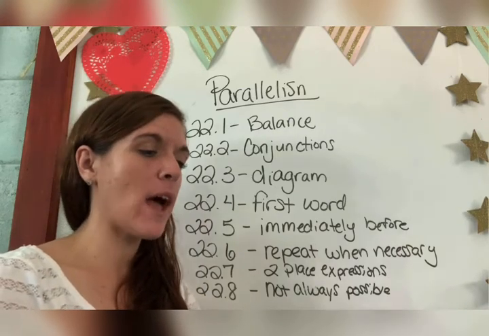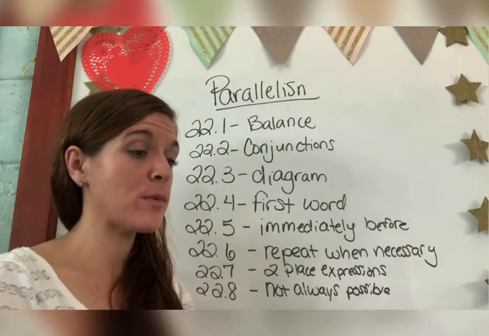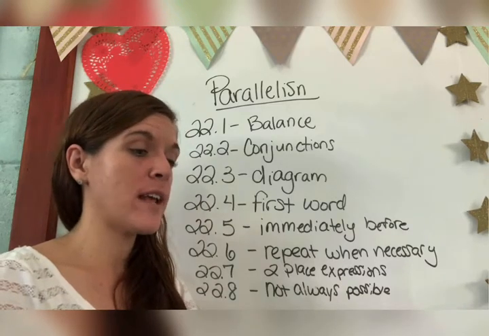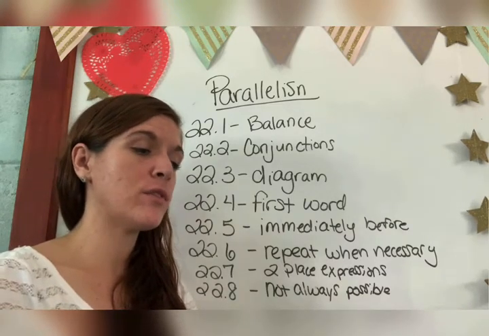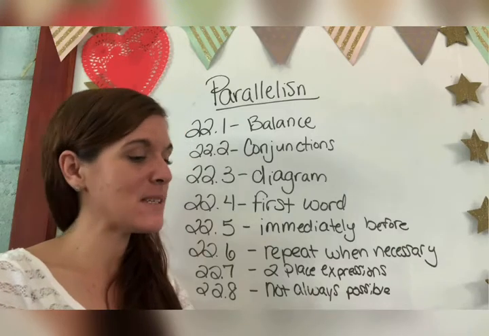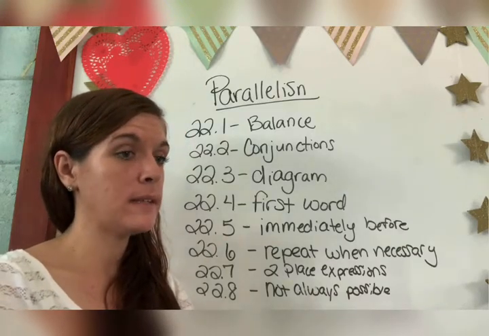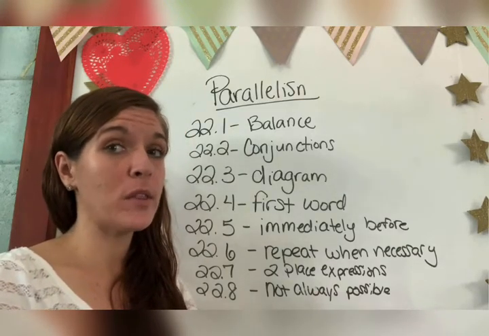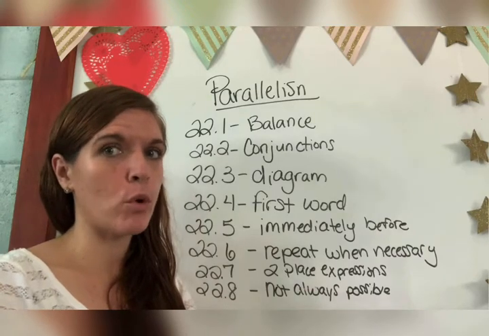Balance noun with noun, adjective with adjective, prepositional phrase with prepositional phrase, infinitive phrase with infinitive phrase, gerund phrase with gerund phrase, dependent clause with dependent clause, independent clause with independent clause, and so on. And the way that you're going to do that is following the rest of the rules, because that's a very general rule. That's just an introduction.